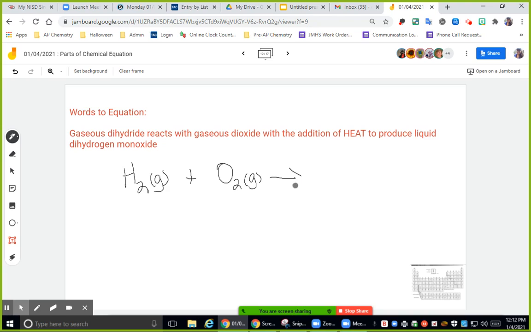With the addition of heat. Whoa, what is that? I didn't talk about that on the last one. This is what I mean. You're going to be putting a little delta symbol. Okay, which is just a little triangle. You just add it on top of the yield sign. That means that I got to heat it up. Okay. With the addition of heat to produce liquid dihydrogen monoxide. Good old prefixes to start us off.